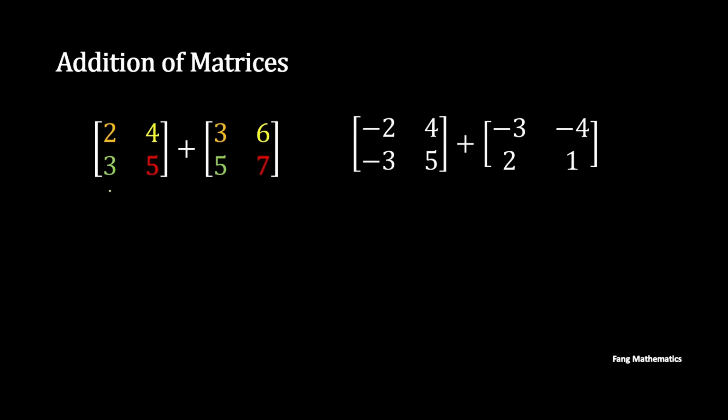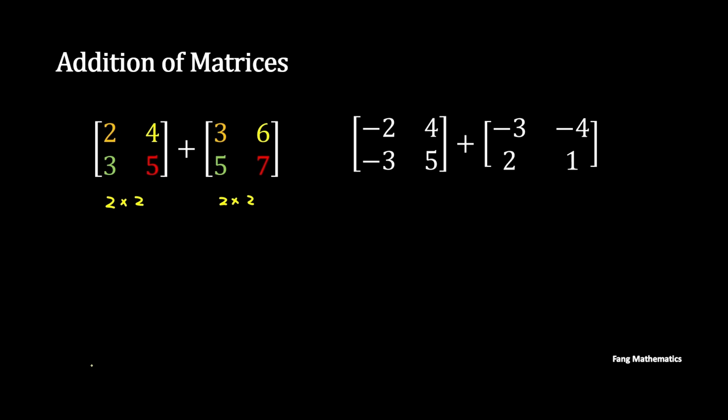So let's look at the left matrix. I believe you have two rows and two columns. And on the right, you also have two rows and two columns. After that, you can add the two matrices together.